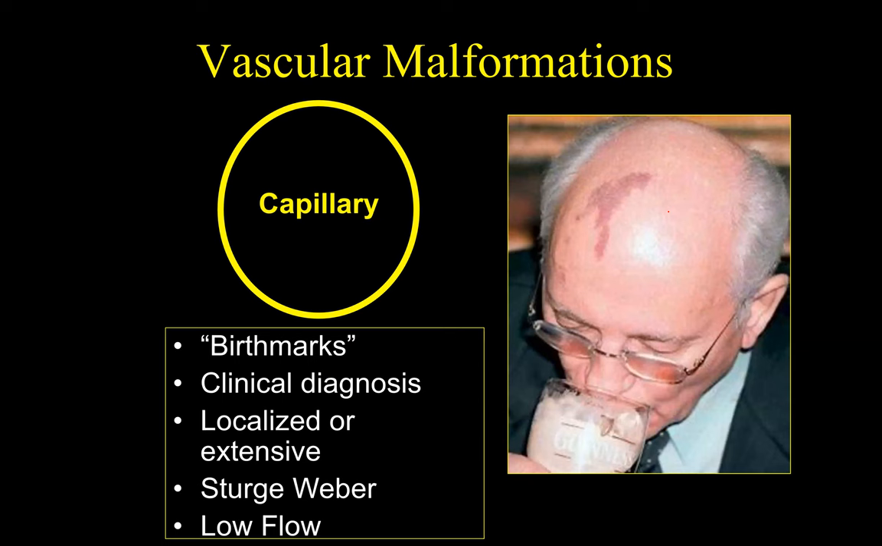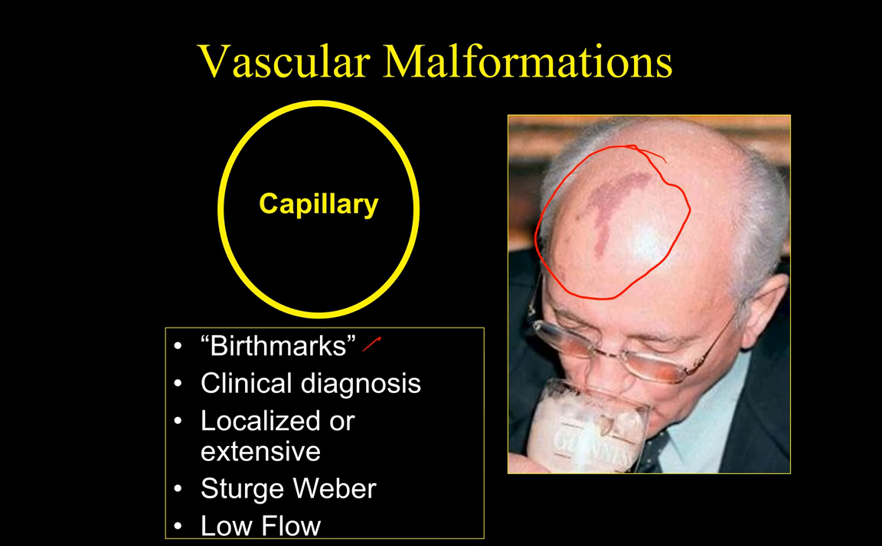So the first vascular malformation that I will show you is the capillary malformation. The capillary malformations are pretty much known as birthmarks. And I don't know if any of you are of my vintage, but when I grew up in the Cold War, this was the most famous capillary malformation, if you remember: this is Gorbachev. Mikhail Gorbachev was, as you know, the leader of Russia for many years, but this was the sort of capillary malformation that we would see. So they're considered birthmarks, if you will.